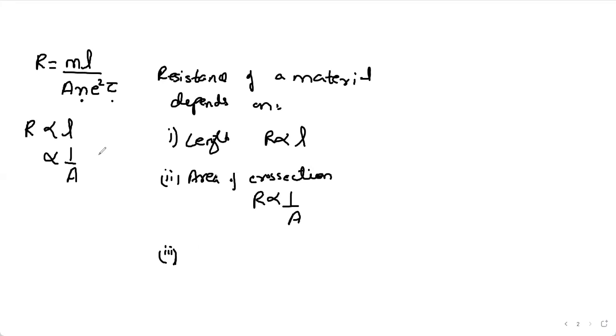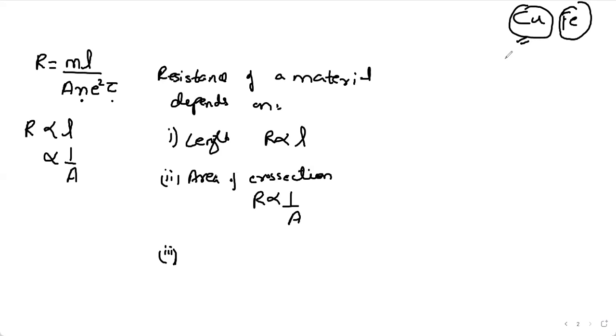Resistance also depends upon number density. This number density will depend upon the nature of material. Different materials will have different number densities. Like if I take iron, iron will have a lesser number of electrons than copper. If I compare copper and iron, then copper will have more free electrons than iron. So this small n will depend upon the nature of material.